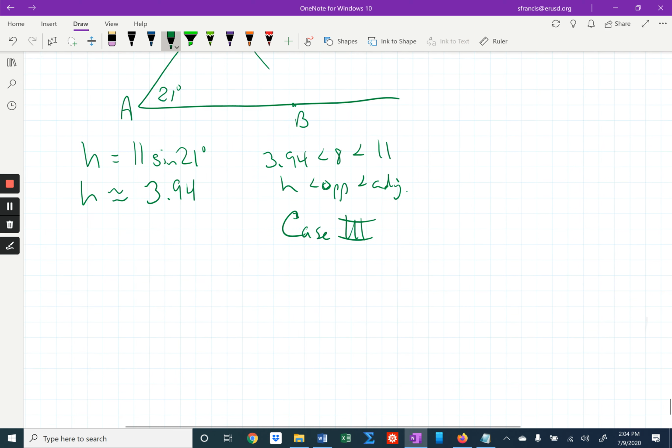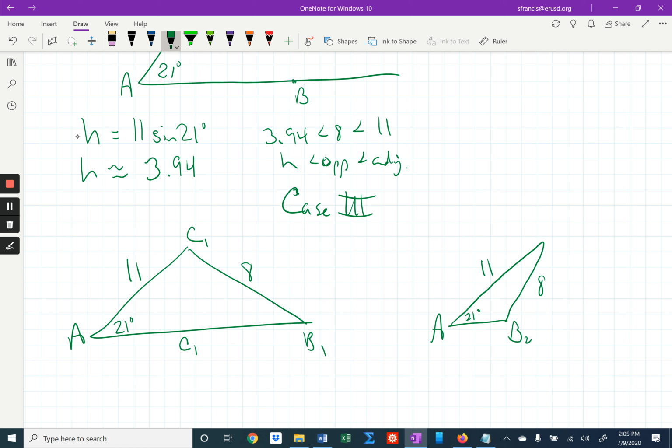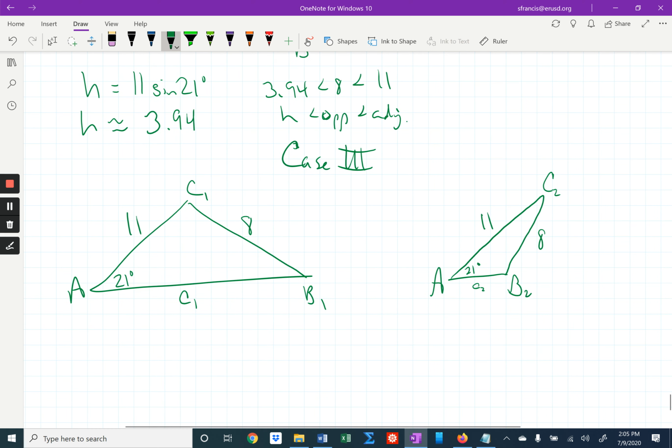All right, so we have the possibility that it hits over like this, and this is our 8, this is A, B. Or we have the possibility that it hits on the other side over here and looks like this. And let's call this C sub 1 and B sub 1, lowercase c sub 1 here. This is still A at 21 degrees. This is still 11. This is still 8. This will be B sub 2. This will be C sub 2. And this will be lowercase c sub 2 down here.